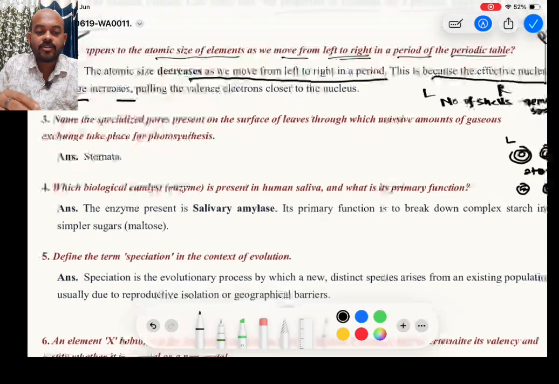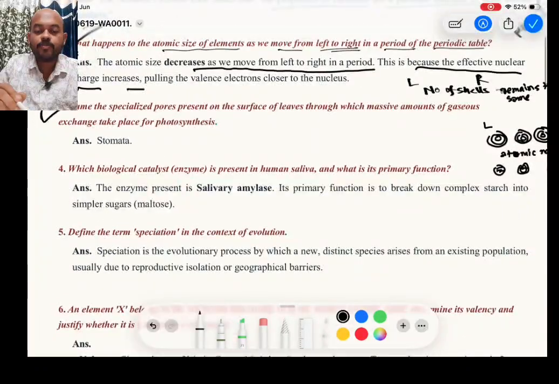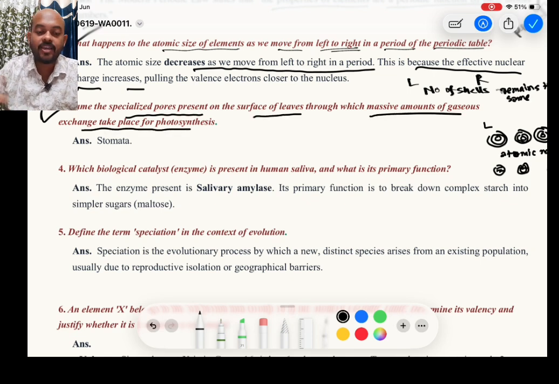So question number 3, name the specialized pore present on the surface of leaves through which massive amount of gaseous exchange takes place for photosynthesis. So you see, though the answer is very simple, they have little bit made the question complex. So name the specialized pore present on the surface of the leaves through which massive amount of gaseous exchange takes place for photosynthesis. Okay, so definitely that will be stomata.